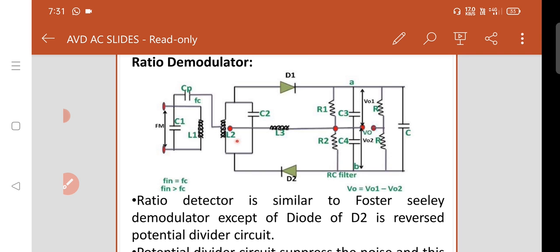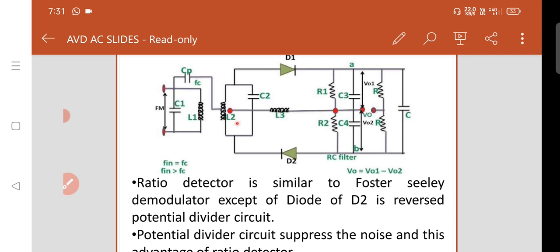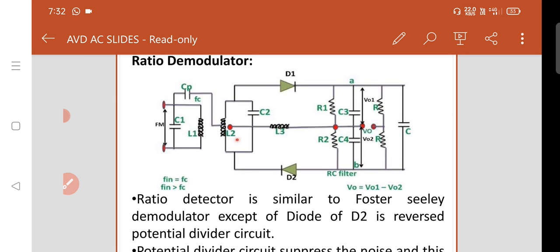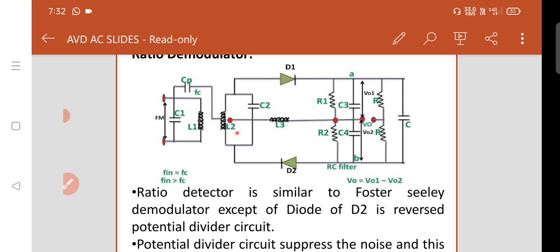Okay, the circuit diagram of a ratio detector looks just like a Foster-Seeley discriminator. I already told you, I repeat this once again. The one point is the diode D2 is reverse biased, and the output V0 is taken from the center tap of a resistor. Here, output is taken over here. Just observe, output is taken from over here.